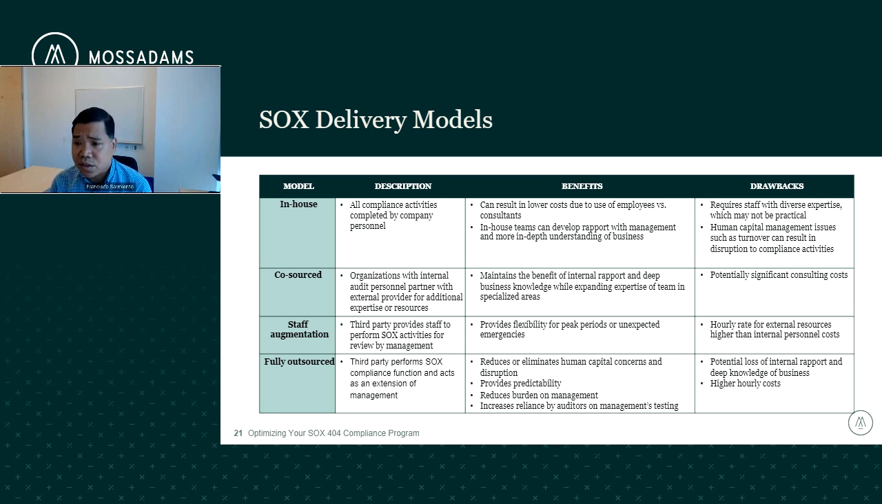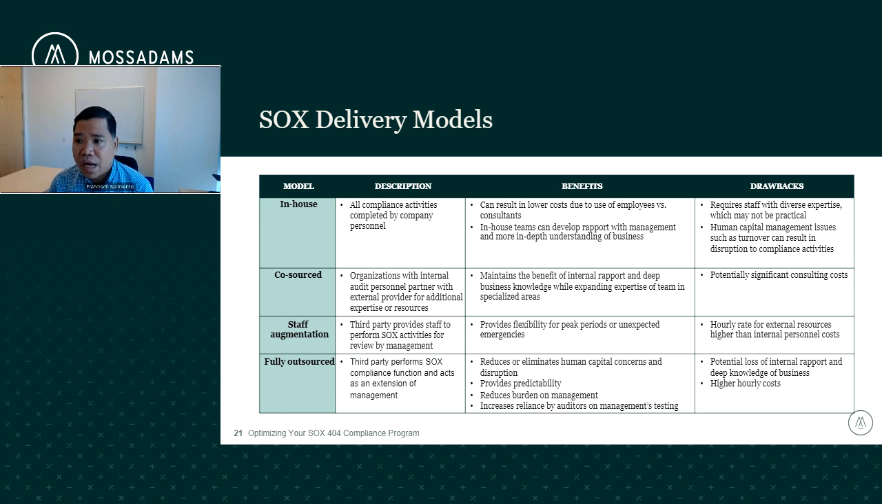So that's another model. And then staff augmentation is very similar to co-sourcing, but basically you have a very specific activity that you outsource to a third party, and most of the time that is testing, because you want to manage the peaks and valleys of SOX 404. There's a specific time in the year when there is a lot of testing that needs to be done, and most of the time under staff augmentation, the responsibilities that are outsourced are mostly related to testing.